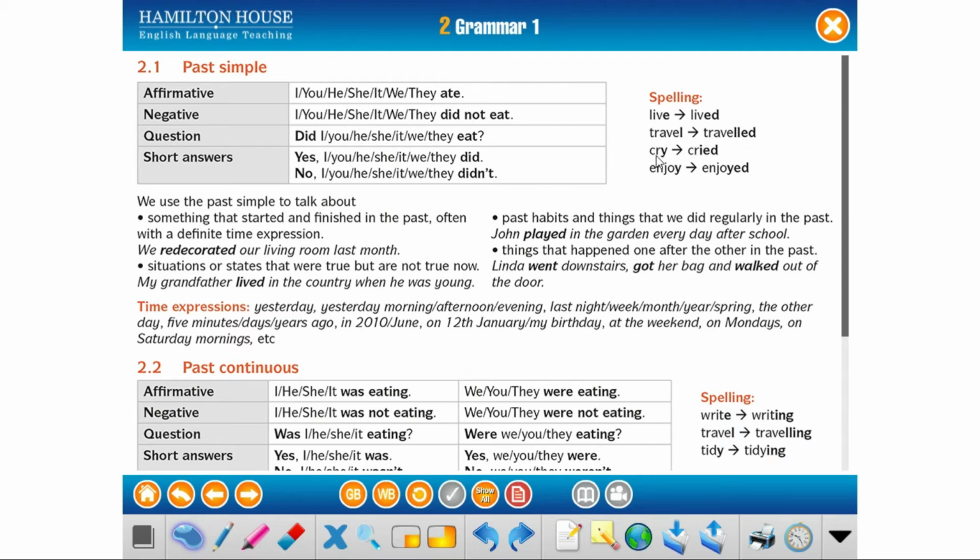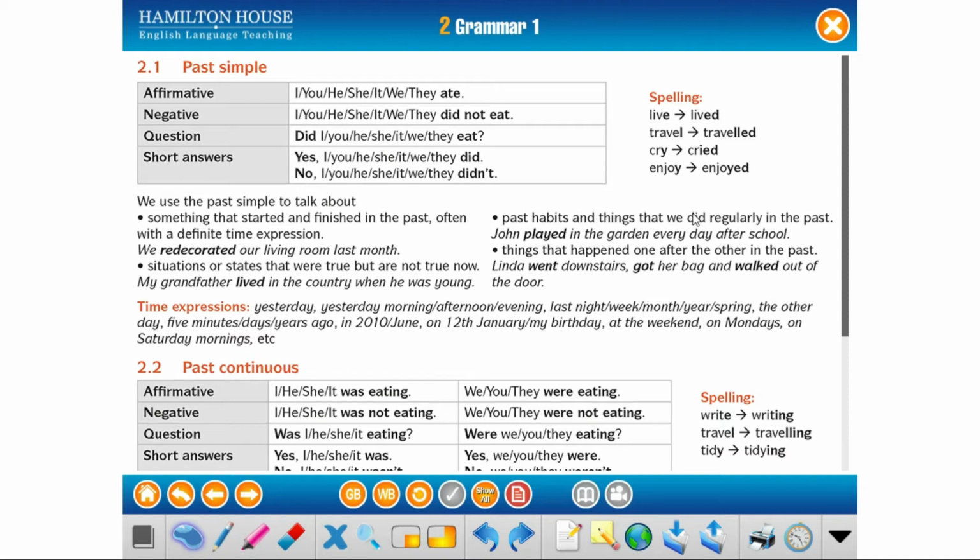In the case of y, when my verb ends with a consonant and y, we change the y to an i, and then we add ed: cry, cried. In the case of a verb that ends with y, but before the y there is a vowel, we only add the ed termination: enjoy, enjoyed.